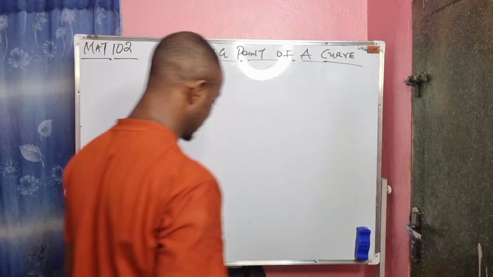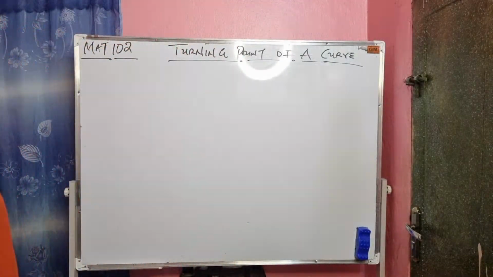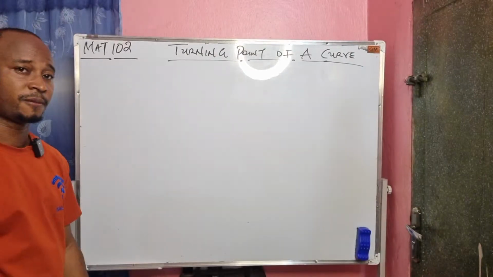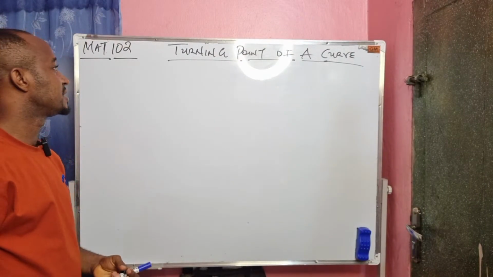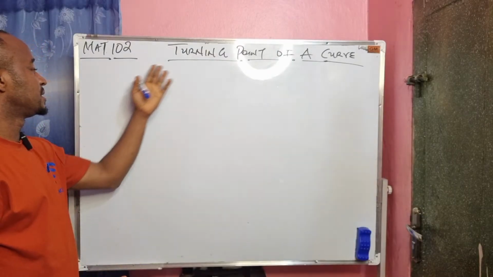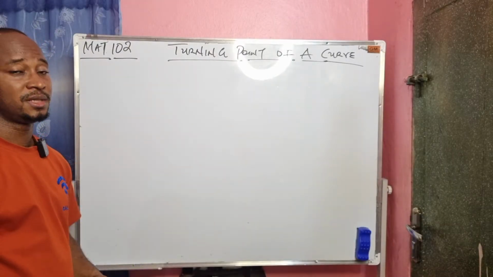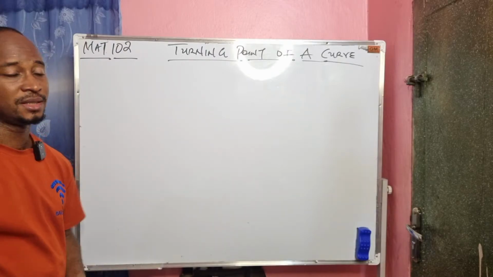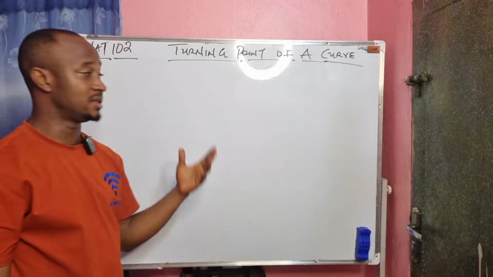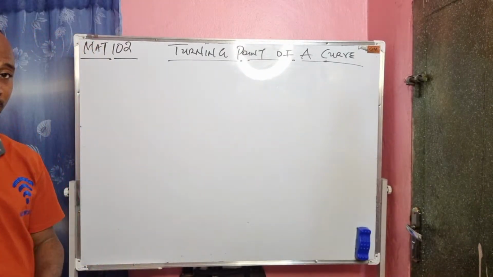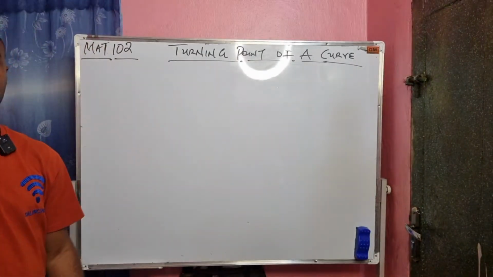All right, so let's start. We shall be looking at turning point of a curve in Math 102. In some universities, they call this Math 104. Instead of Math 102, I think those in UNN call it Math 104, while those in IMSU call it 102. But they're all the same course content.